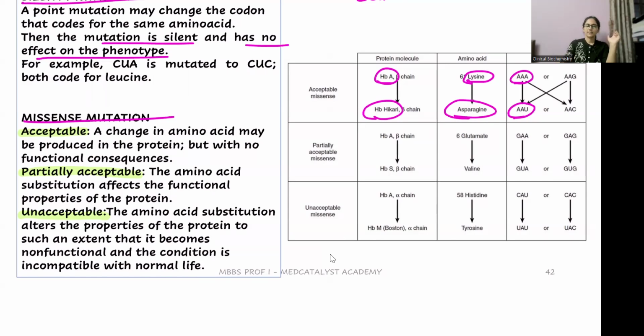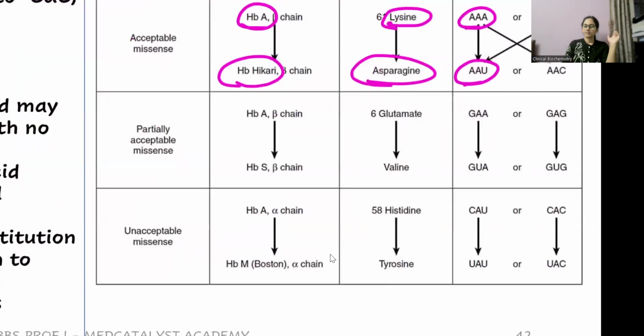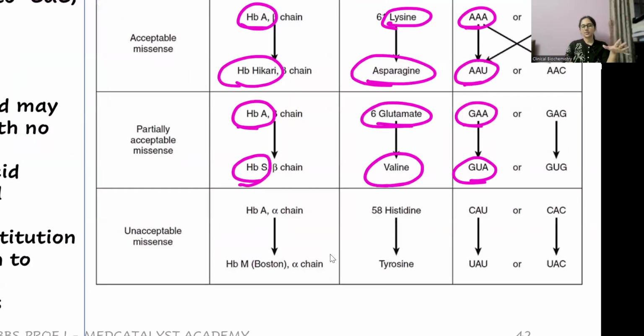Right? Partially acceptable means what? GAA to GUA. Glutamate to valine. What is this? HbA to HbS. Yes. Right? So if a patient has HbS, of course, he will have symptoms, right? But still, if it is a heterozygous condition, wherein you have both the adult hemoglobin and the sickle cell hemoglobin, it is called sickle cell trait. Right? In that case, only when the patient is exposed to a deoxygenated state will he have severe symptoms, but otherwise he can live normally. So that is why you call it a partially acceptable missense mutation.